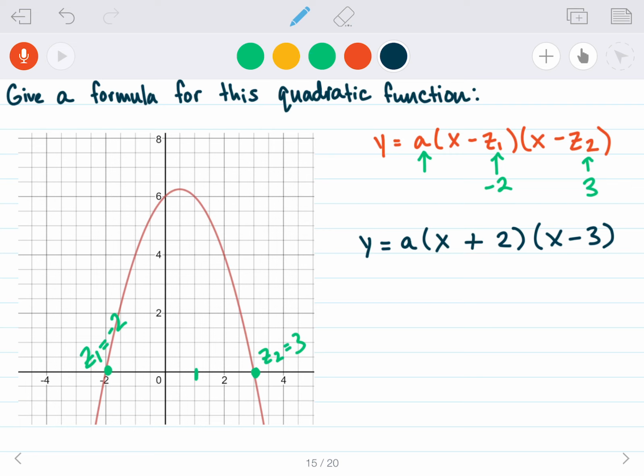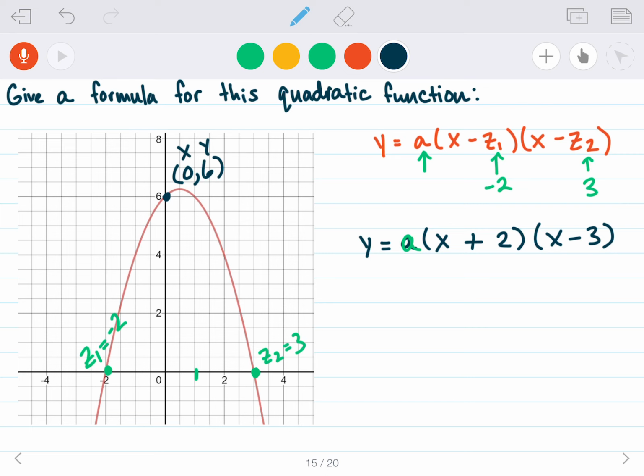Okay, and we need to figure out what a is. That's our mission. So, how do we do it? Well, we pick a point on the curve. This one looks easy, but you could have easily chosen this point. That's a nice point too. There's a lot of different points you could choose, but I'm going to choose a y-intercept just because it's the first one I saw. So what is the ordered pair associated with this? Well, x is 0 and y is 6. It's the y-intercept.